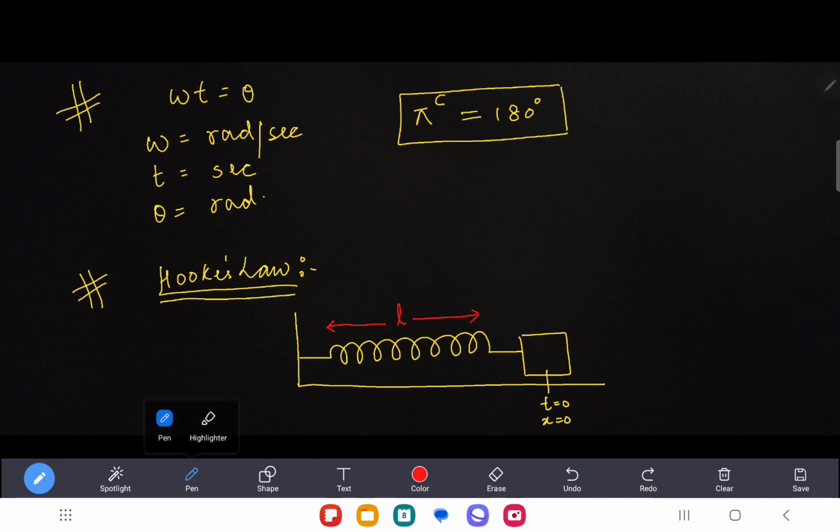So what is going to happen? Just tell me. This box actually is going to move forward because I'm going to stretch it. So what am I doing? I am applying a certain force. This is my applied force.